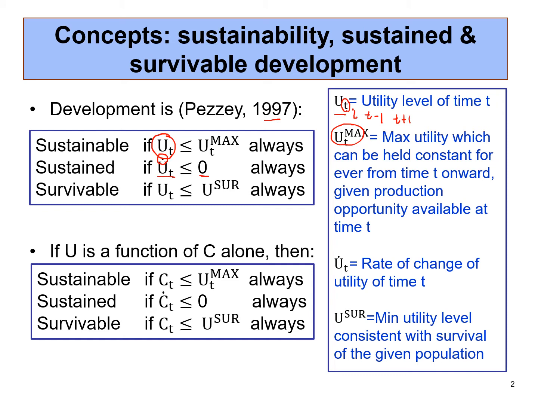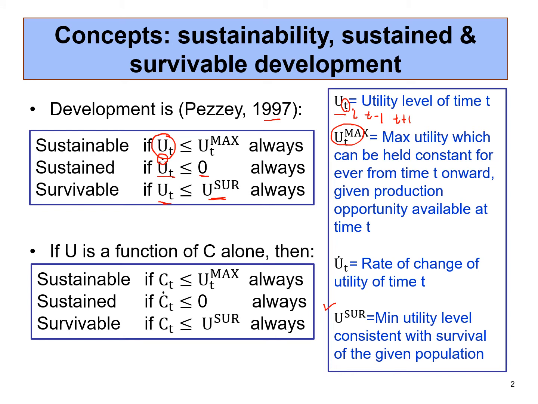Okay, and the last one, development is called survival if our current utility is smaller or equal to utility survival, and this should always be the case. So what is this utility survival? You can see the definition here. It is our minimum utility level consistent with the survival of the given population.